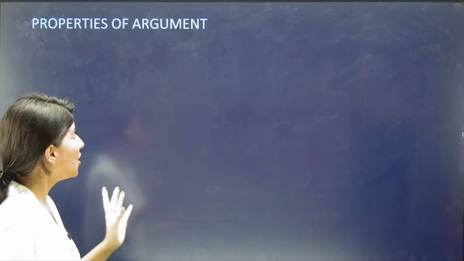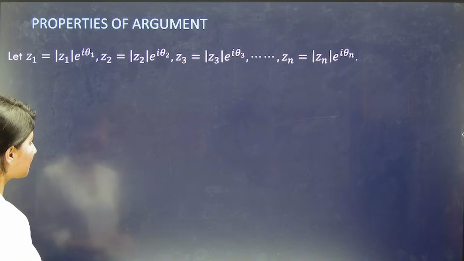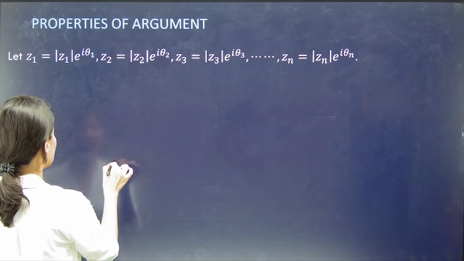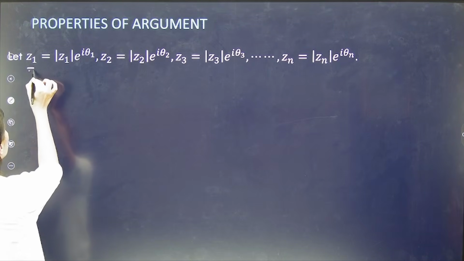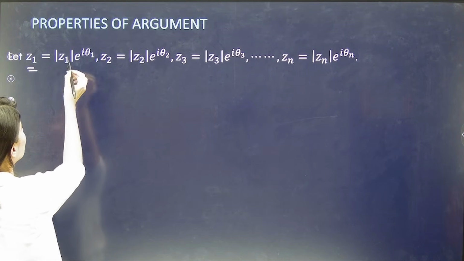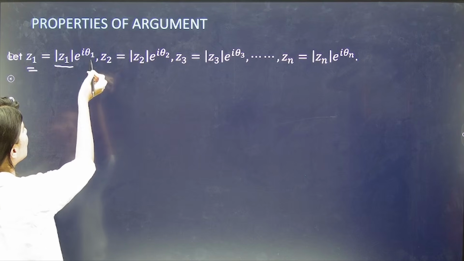I will show you. In properties of argument, suppose there are multiple complex numbers. Z1 is having what? Z1 complex number is what? Modulus e raised to power iota theta 1.